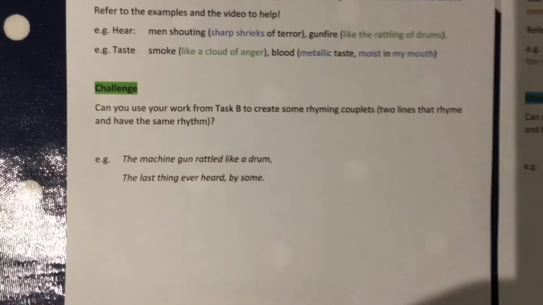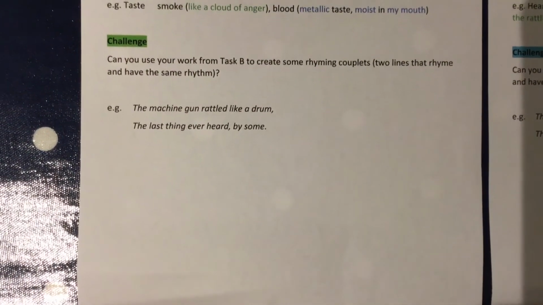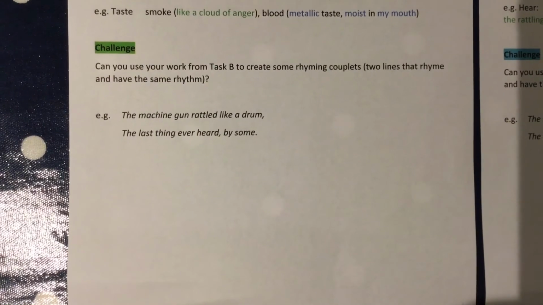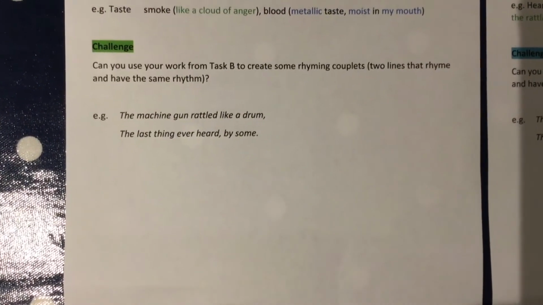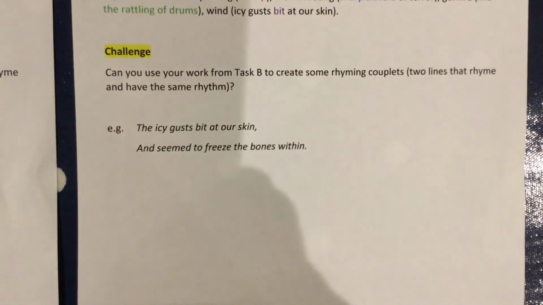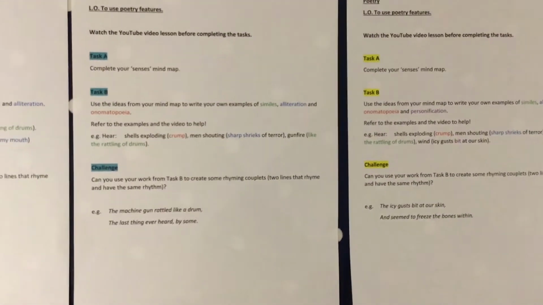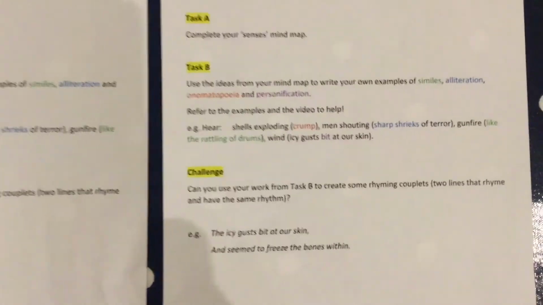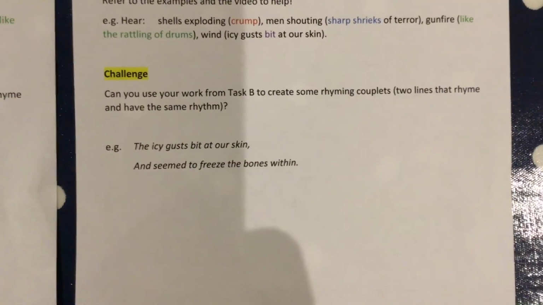Now the challenge afterwards is to use your work from task B to create some rhyming couplets. Remember that was one of the features that we said we would look at, lines that rhyme. So we've got an example here: the machine gun rattled like a drum, the last thing ever heard by some. We've got this other example here: the icy gusts bit at our skin and seemed to freeze the bones within. Okay, so challenge yourself at the end there to come up with your own rhyming couplets. Final assignment for the week is going to be to write your own poem. So the more you do today, the easier you will find it tomorrow.